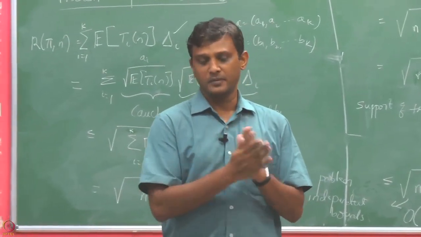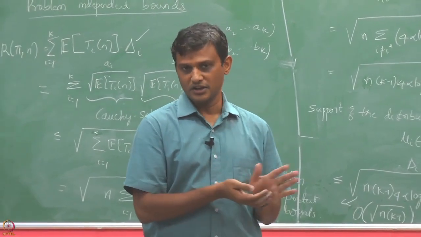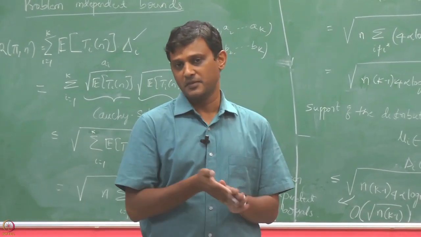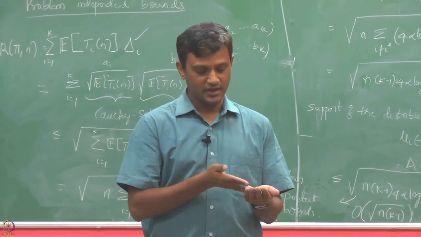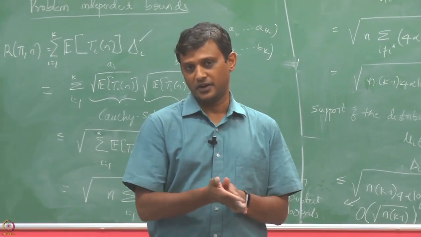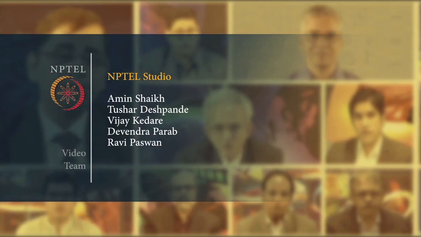Okay, so we will stop here. In the next class, we are going to see whether the bounds we have are really optimal. Is the UCB algorithm really optimal, or should we be thinking of some better algorithms? Okay, we will stop here.